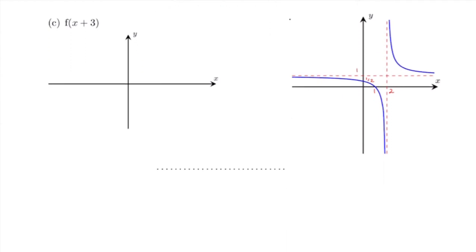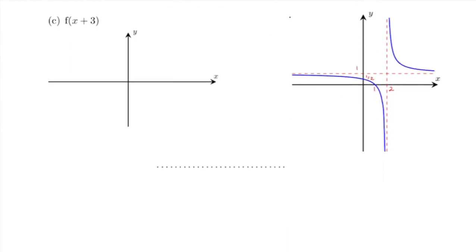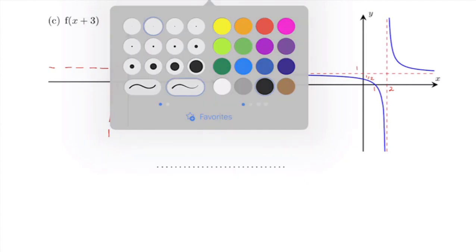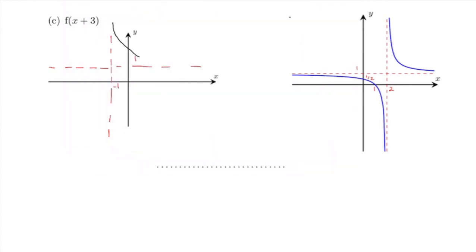Look at the third graph. Third graph is f of x plus 3. So that is a translation of minus 3 in the x direction. So everything will come back 3. So the vertical asymptote that we had at 2 now becomes a vertical asymptote at -1. The horizontal asymptote doesn't change. That's at 1. And then we can draw our graph. Draw it like that, and this one comes down like that.